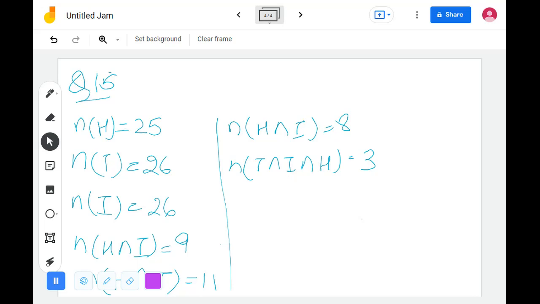Okay, now we have to find how many people read at least one of the newspapers. So at least one of the newspapers means we have to find the union of all three, since each person reads at least one newspaper. So we have to find this.